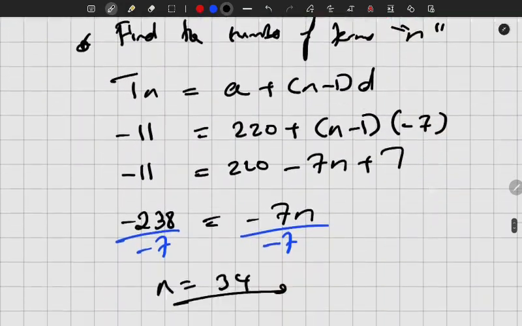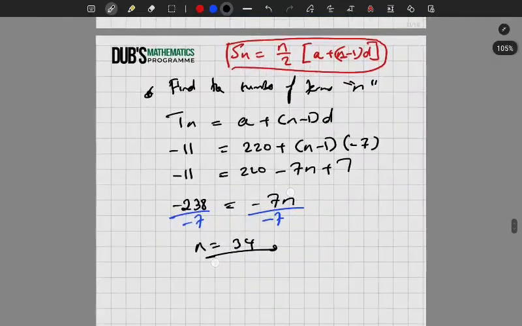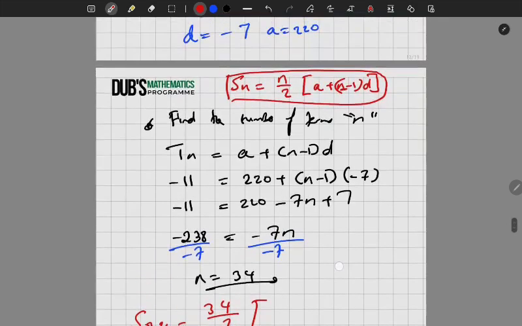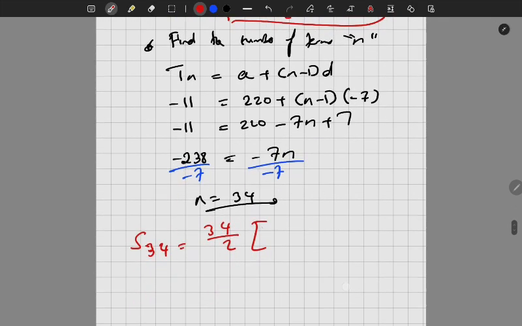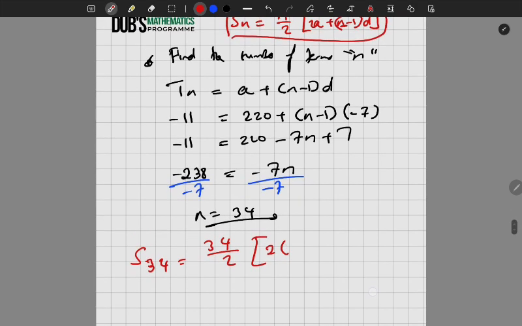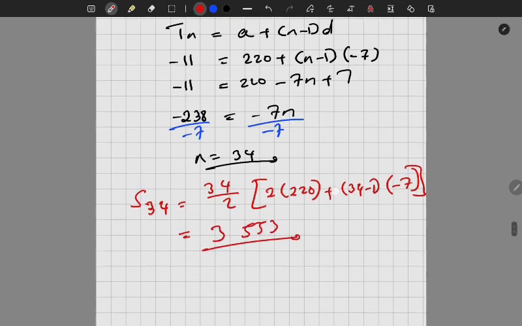We can now go back to our Sn formula. Now we want S34. So we have 34 over 2 times, this should have been 2a, so 2 times 220 plus 34 minus 1 times d, which is minus 7. And then we just punch this in the calculator, and we're getting 3553.